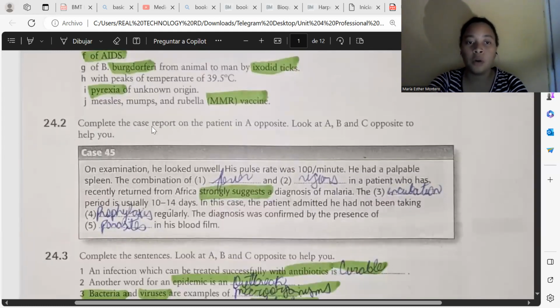Exercise 24.2. Complete the case report on the patient in A opposite. Look at A, B, and C opposite to help you. Case 45. On examination, he looked unwell. His pulse rate was 100 per minute. He had a palpable spleen. The combination of fever and rigors in a patient who has recently returned from Africa strongly suggests a diagnosis of malaria. The incubation period is usually 10 to 14 days. In this case, the patient admitted he had not been taking prophylaxis regularly. The diagnosis was confirmed by the presence of parasites in his blood film.